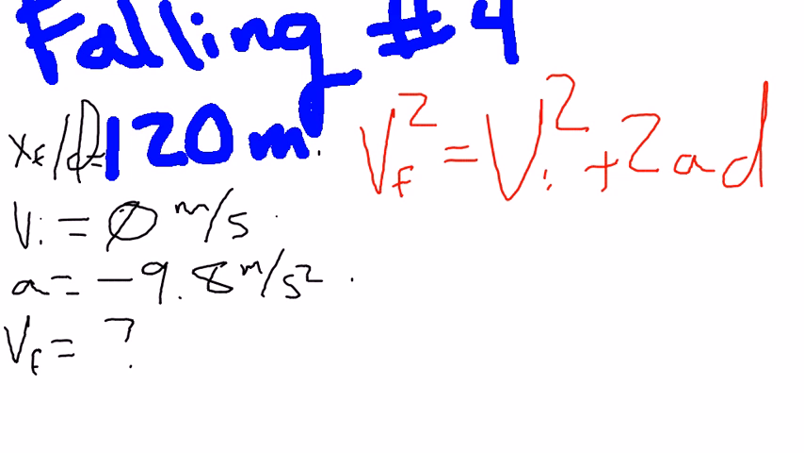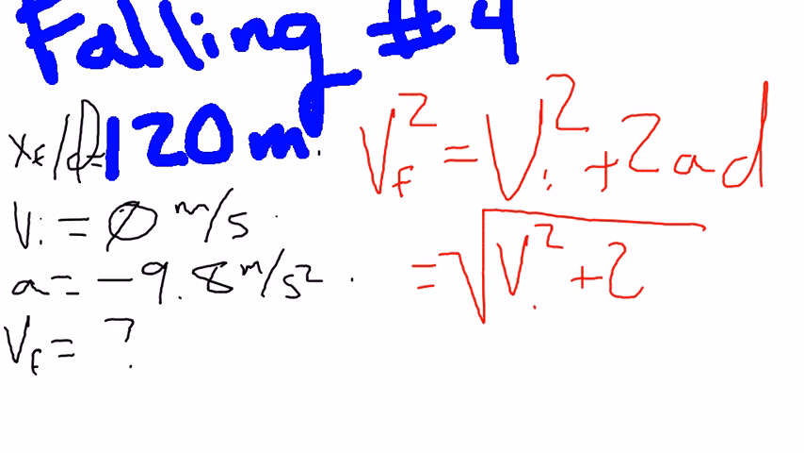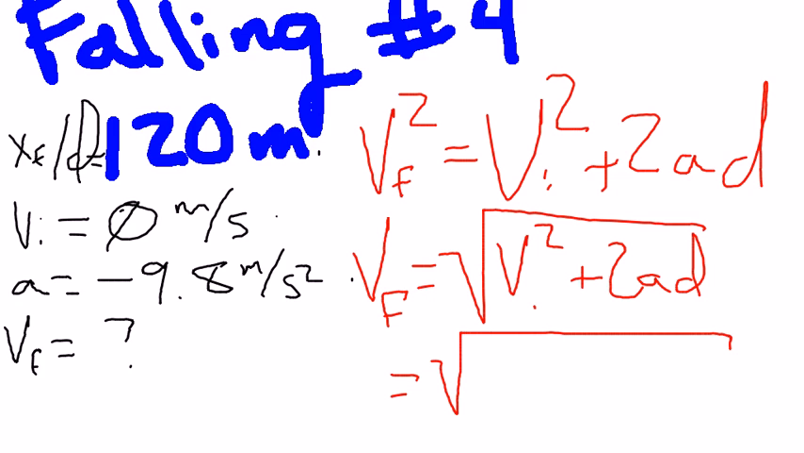We need VF, so that means we have to square root both sides. And we have VI squared plus 2AD, all square rooted, will equal our final velocity. We'll plug it in. So we have VI is 0 plus 2.